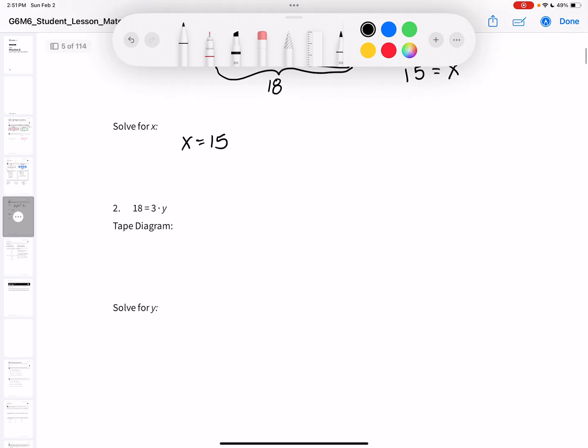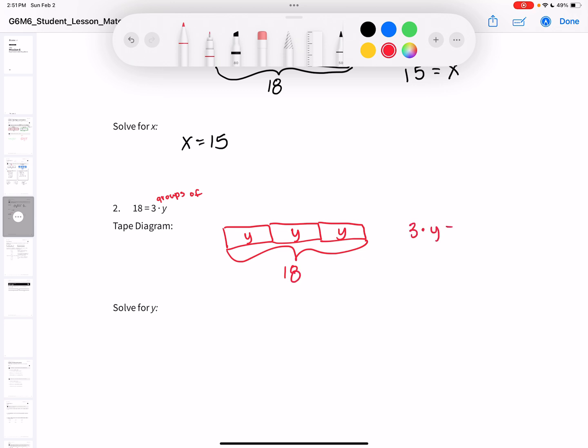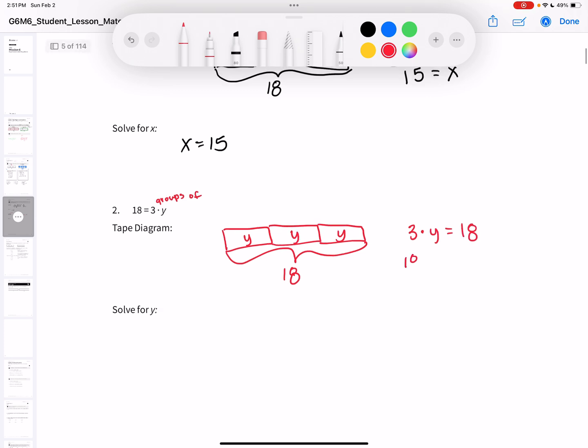All right, let's look at this. This one says 18 equals 3 times y. So that would be 3 groups of y. So we would have 1, 2, 3. y, y, y. 3 groups of y that equals 18. So this is like 3 times y equals 18. Or we can switch it around and say 18 divided by 3 equals y.